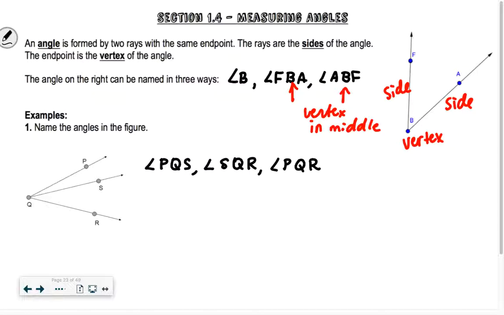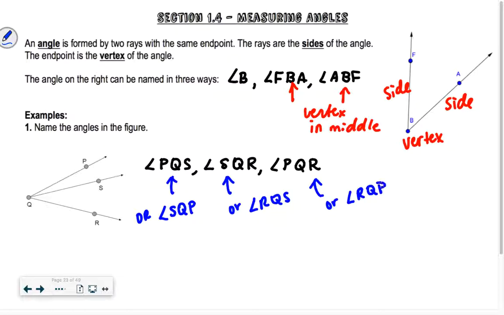You can't do angle Q because there's more than one. So we've got to be a little bit more specific with that. Yeah? SQP? Yeah, we could do SQP. We could put it in reverse as well. Does that make sense? So all of these have other names. So this could be angle RQS, and this one could be angle RQP. Okay, so we just have to be careful. If there is more than one angle, we don't just use the vertex. But that's definitely the easiest way of writing if there's a single angle.